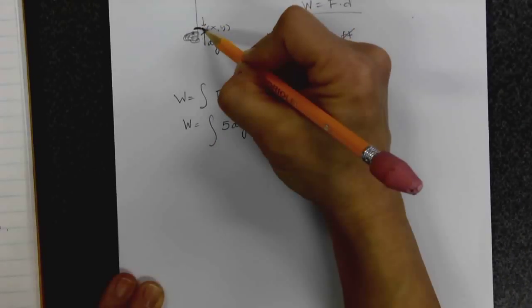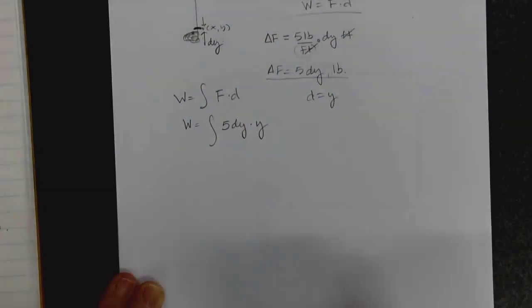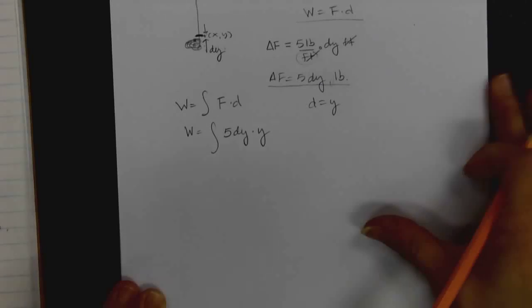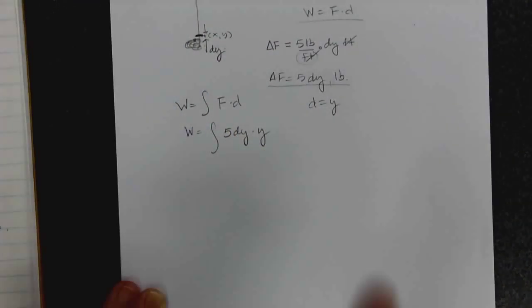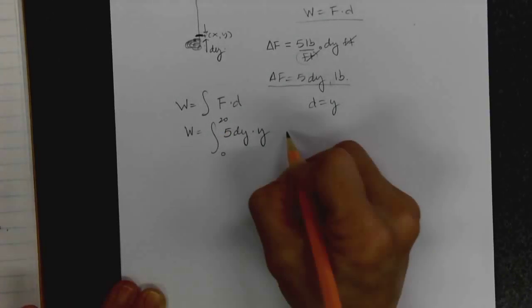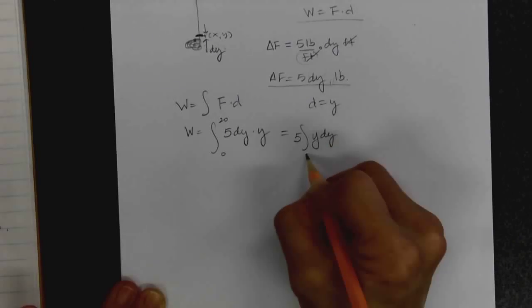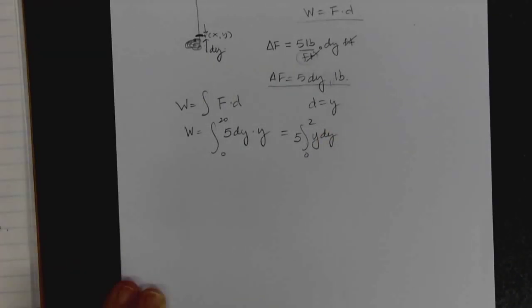And I'm taking that height, this height, and I'm going to pull it up. So what are my bounds? How high do I want to go? 20. So it'll be 0 to 20, because I want to pull it to the full extent of the length of the chain. When I rewrite this, I get the integral of 5 on the outside, y dy from 0 to 20, and that's an easy integration. Yes?